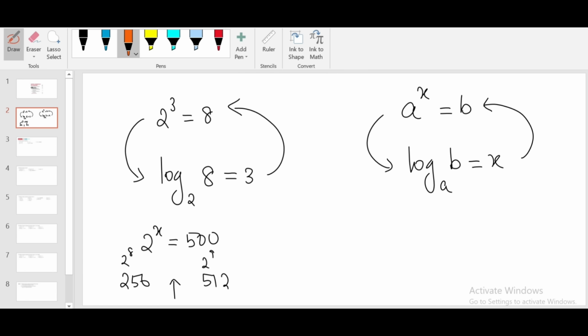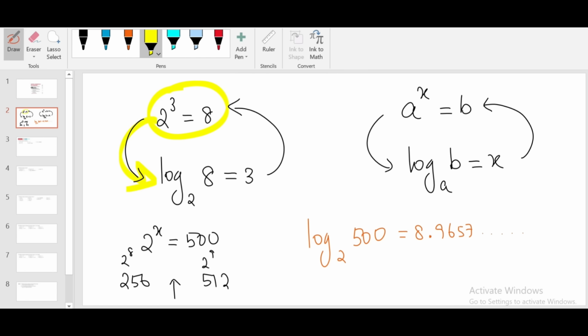You can just write log 500 to the base 2. So it's 8.9657, etc. The value should be between 8 and 9, right? So when the power is unknown, you can use a logarithm to find it. Understand? So the first thing we are going to learn here is how to rewrite this in terms of a logarithm, or how to write a logarithm using the power.